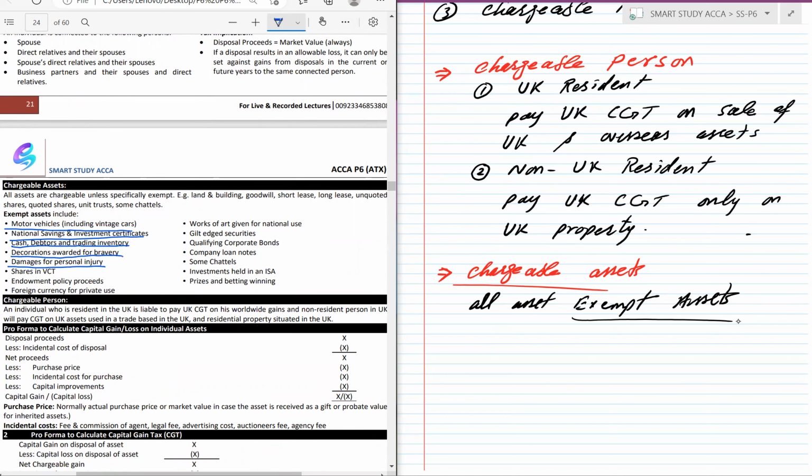Damages for personal injury, maybe from the insurance company, are totally exempt. Shares in the VCT. Students, VCT stands for Venture Capital Trust. So this is basically a share scheme for the employees. We will discuss it in income tax. So for the time being, if we have any VCT shares, any profit on these VCT shares is totally exempt.